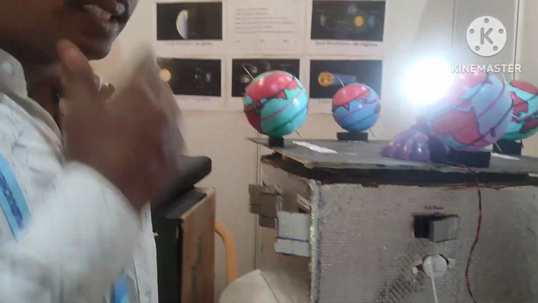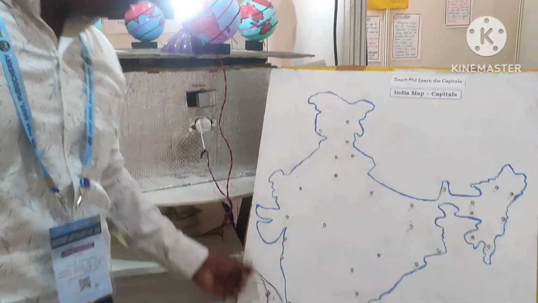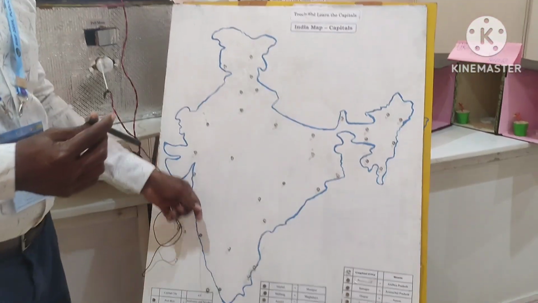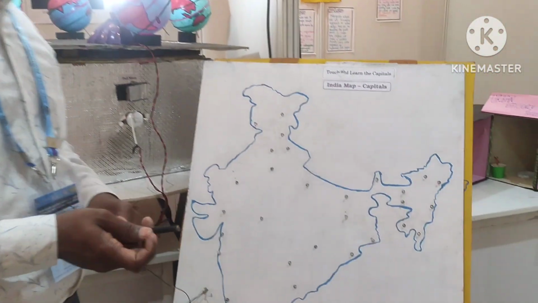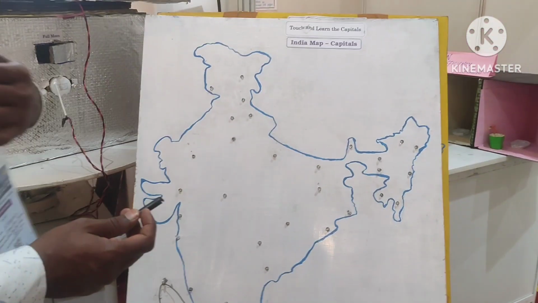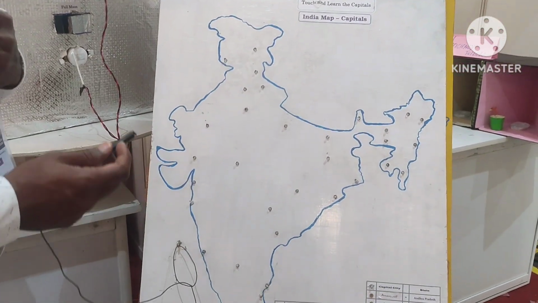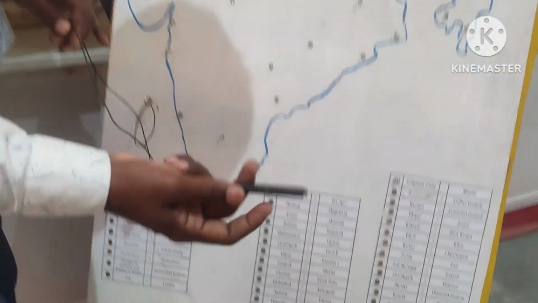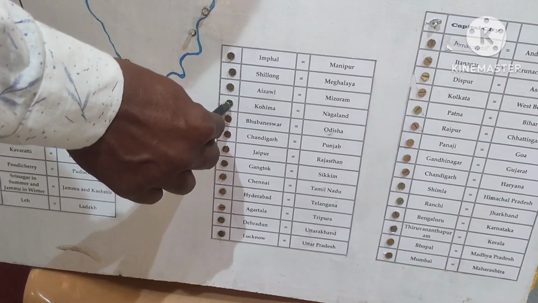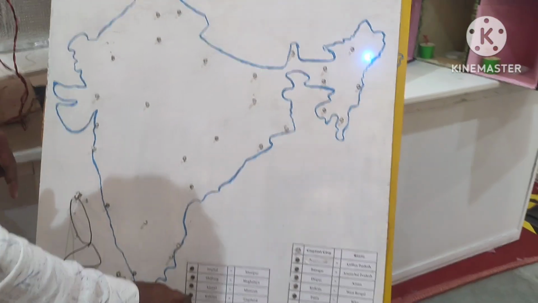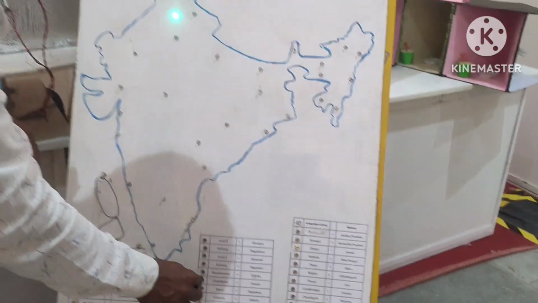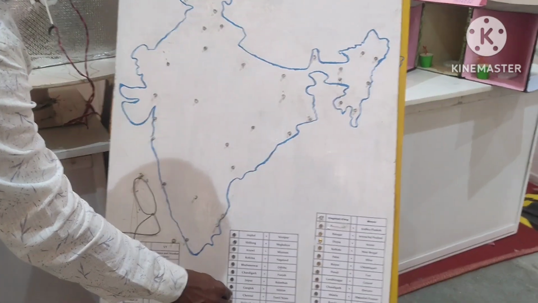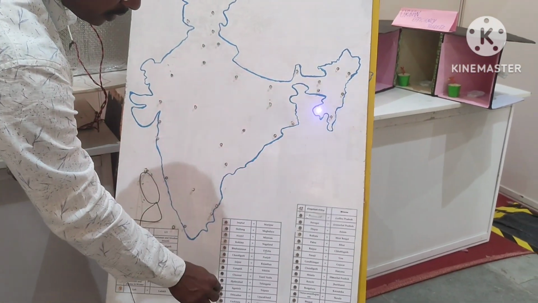And I have also prepared some more models. For example, by using this model, we can make the children learn map pointing easily in a playway method. This model is used to learn the capital cities. For example, if I touch with this pen on any capital city, the light blinks on the capital city. So, no need for a teacher, the children will enjoy learning the capital cities. So, like this.